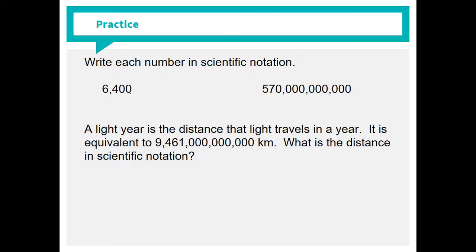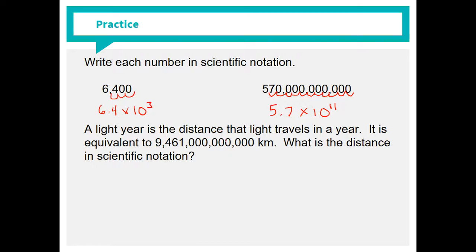So let's convert these. Over here, I've got 6,400. I move the decimal place, which starts right here. I move it 1, 2, 3 spots, and I end up with 6.4. Can't drop that point. Times 10 to how many times did I move it? I moved it 3 times. Over here, I've got 570 billion. So how many times do I have to move the decimal? I moved it 1, 2, 3, 4, 5, 6, 7, 8, 9, 10, 11. So I end up with 5.7 times 10, and I moved it 11 places.